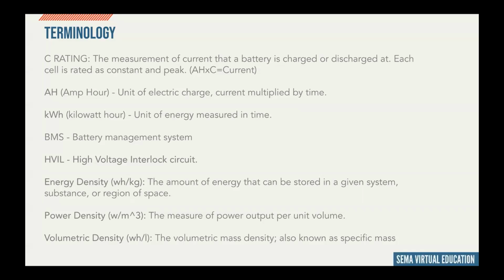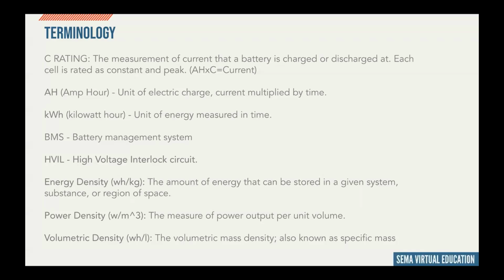The first term that I want to cover is C rating. The most important part of a battery pack are the cells inside. The C rating is that measurement of current that allows a battery cell to be charged or discharged at a certain rating. We typically see cells from manufacturers rated by constant and peak current. The amp hour capacity of each cell times its constant or its peak C rating gives you that cell's ability to discharge or charge at that rate. We'll get into the math of that a little bit later.